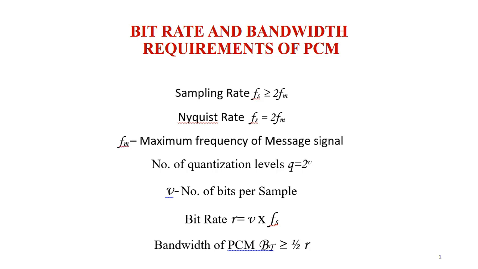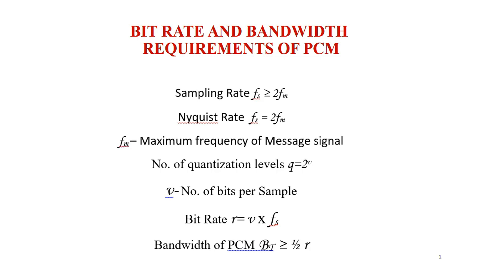Your Nyquist rate is the minimum sampling rate. Fs is equal to 2 Fm, where Fm represents the maximum frequency of the message signal or audio signal. The number of quantization levels, represented as Q, is equal to 2 power V. V represents the number of bits per sample, and Q represents the number of quantization levels.